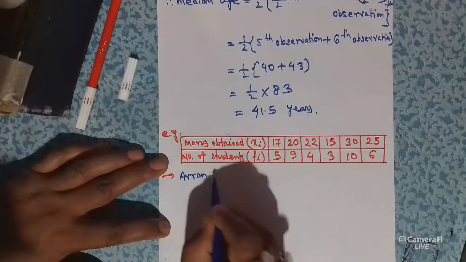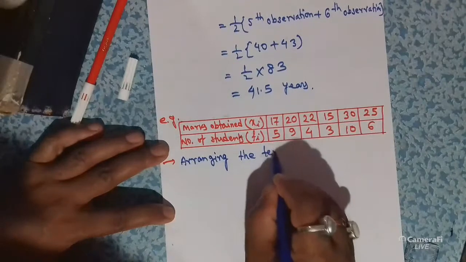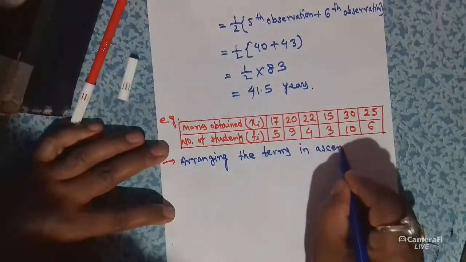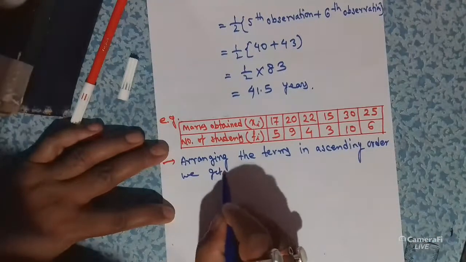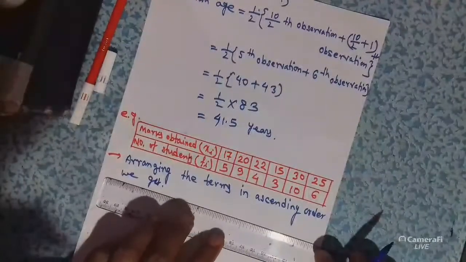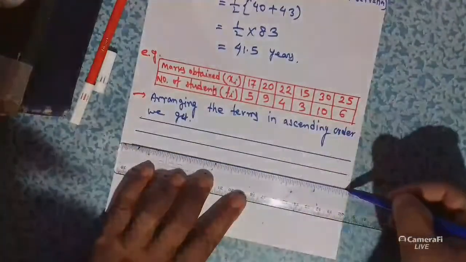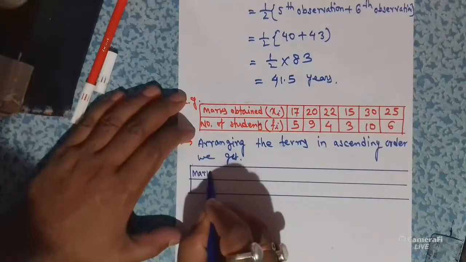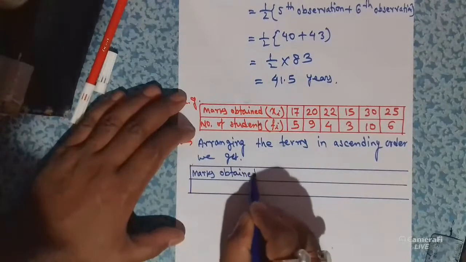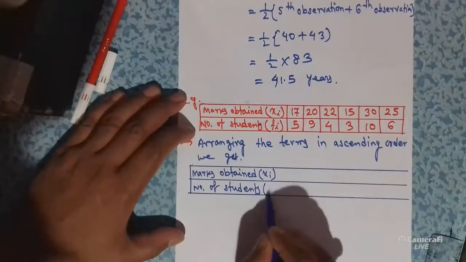So arranging in ascending order, we get, so arrange the terms in ascending order. So write it again. Number of students.